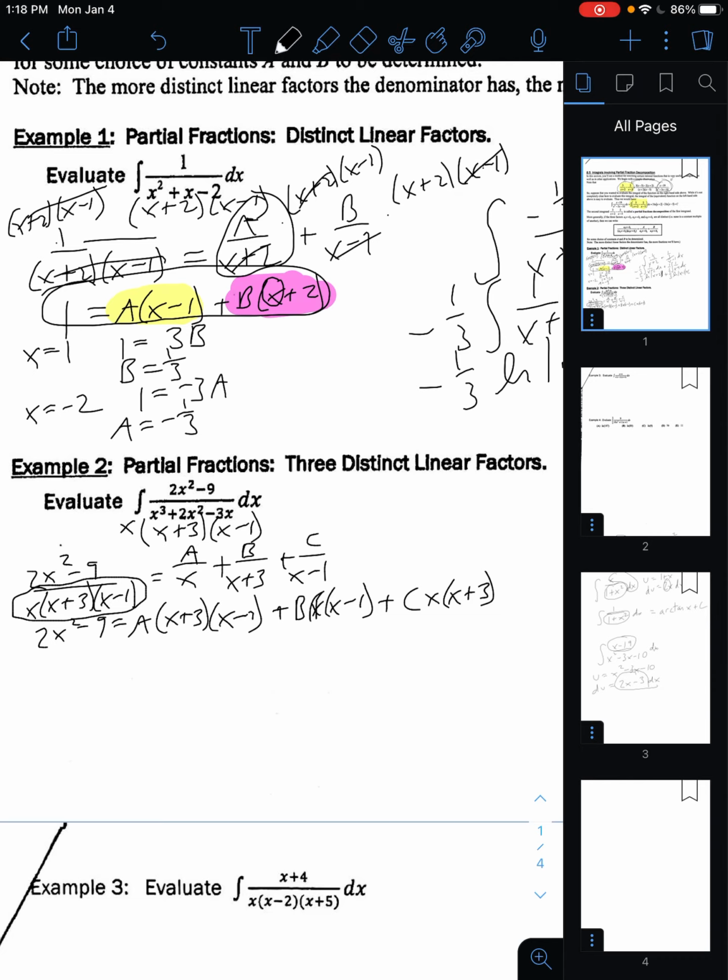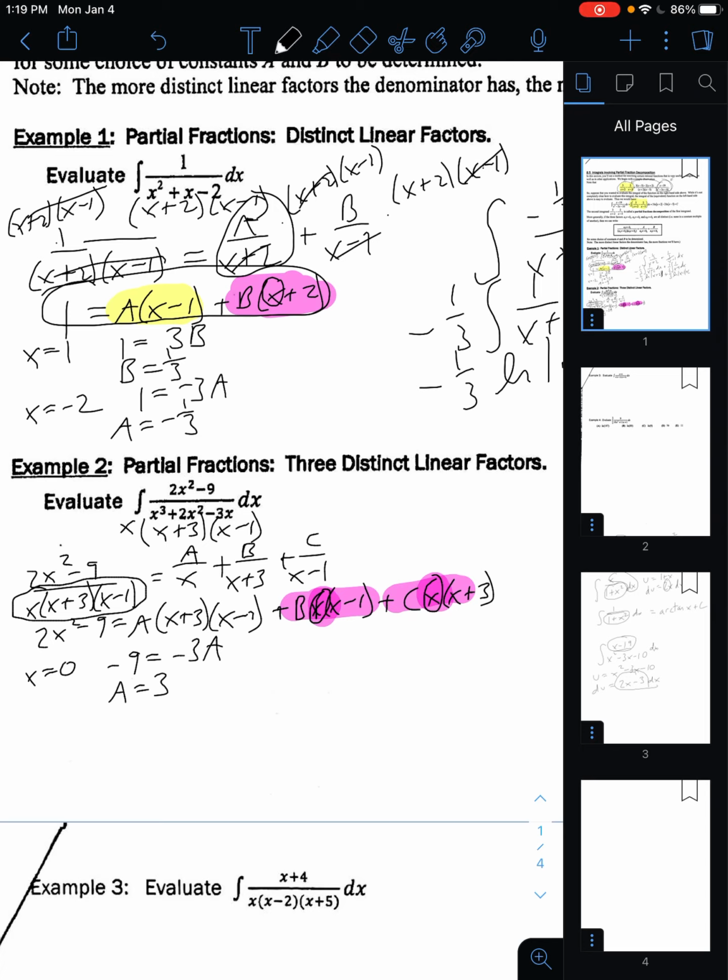So you could do this in any way, but I notice if x is 0 right here, then both of these things are going to go away. So I'm going to have x be 0. Let's see what happens if x is 0. Well, on the left side, I would have negative 9. From the a part, I would have, let's see, 3 times negative 1, so negative 3a. And then the pink things are going to go away. So a is 3.